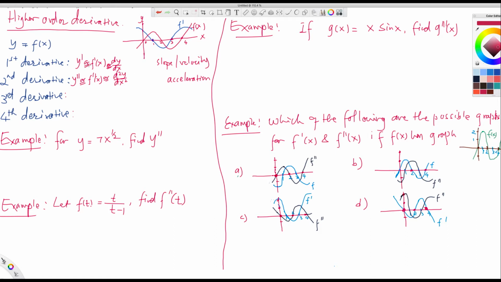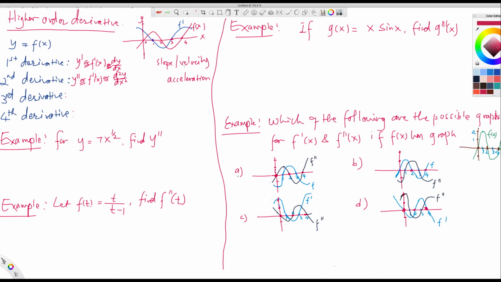The first derivative gives you the slope or the velocity, but the second derivative gives you the rate of change of the first derivative. That is also called the acceleration. So the rate of change of the velocity, or the rate of change of the slope of the function, is the acceleration. If you are asked to find the acceleration from an equation that represents the position of a moving object, you will have to find the second derivative.